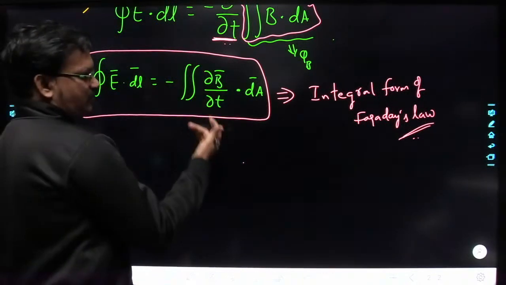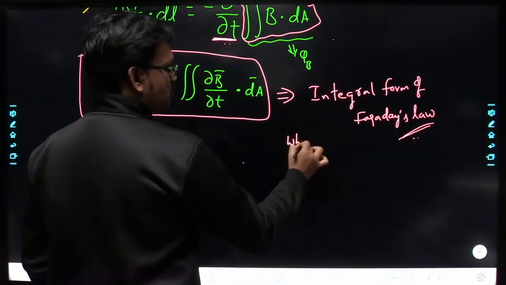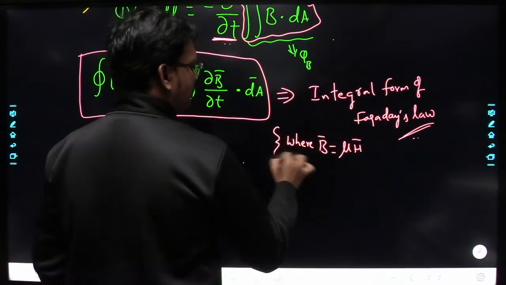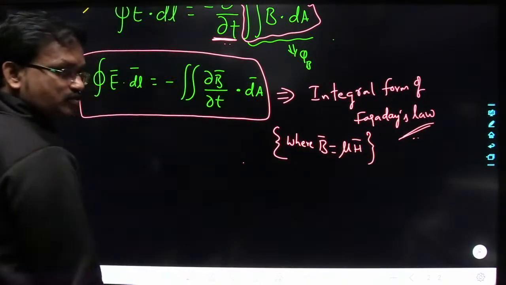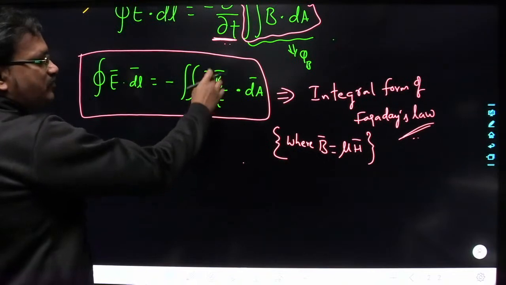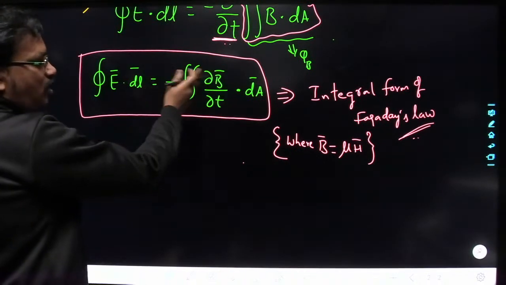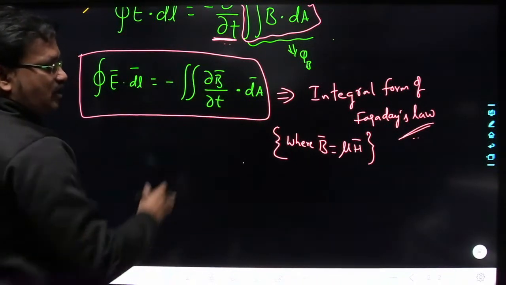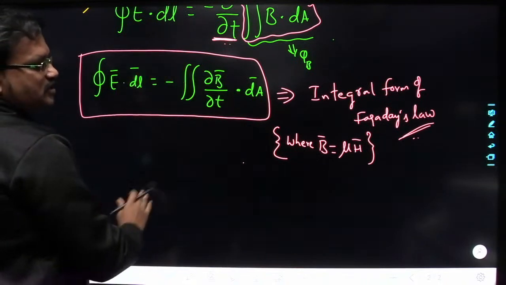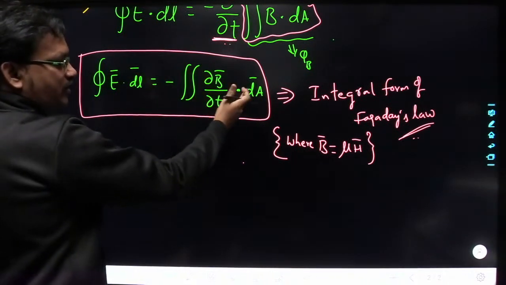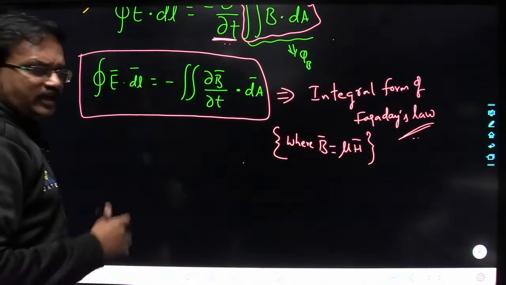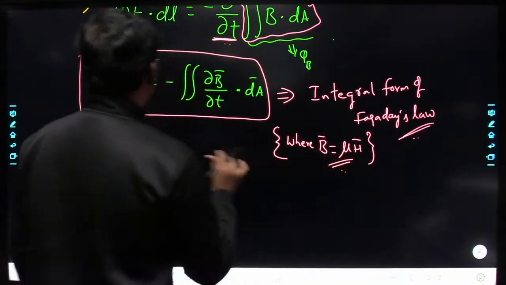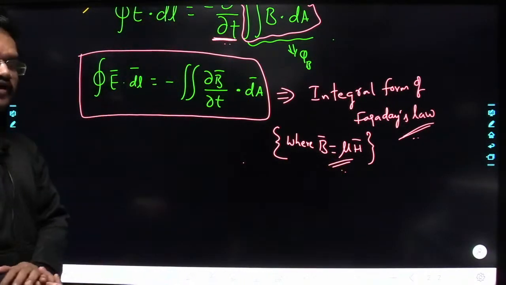If you want, in place of B bar, where B bar is equal to mu into H bar, you can represent it in terms of mu into H bar also. You can take mu outside since it is constant with respect to time as well as space, and write simply dou H bar by dou t dot dA bar, with mu outside. In any manner you can write it, it's your wish. This is the integral form of Faraday's law.